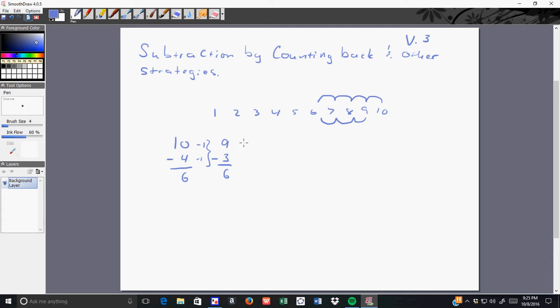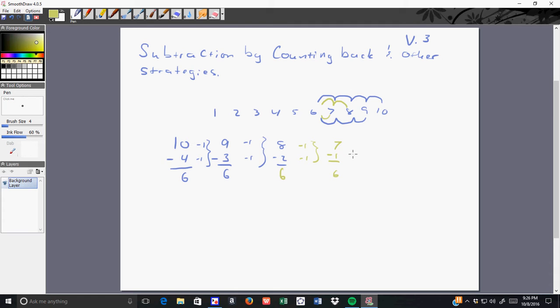Well, if I took 1 away from 9, and I took 1 away from 3, I would get 8 minus 2, which perhaps I should do in a different color. 1, 2, and I still get 6. Take a look at this. If I subtract 1 from both, I would get 7 minus 1, which is 6.